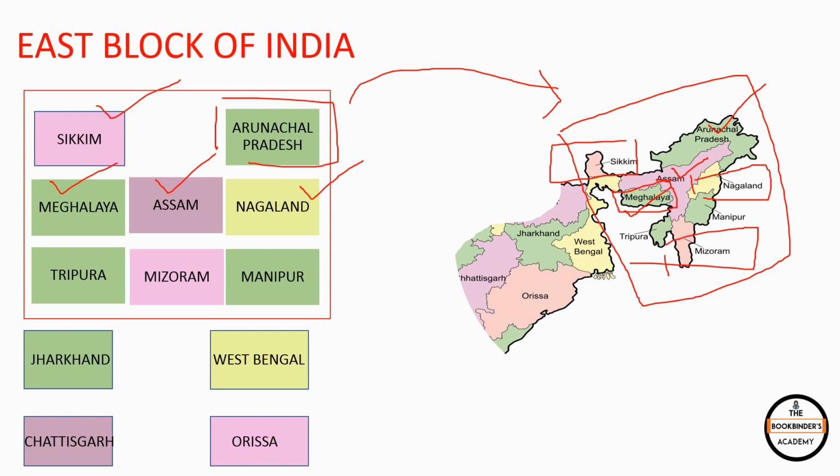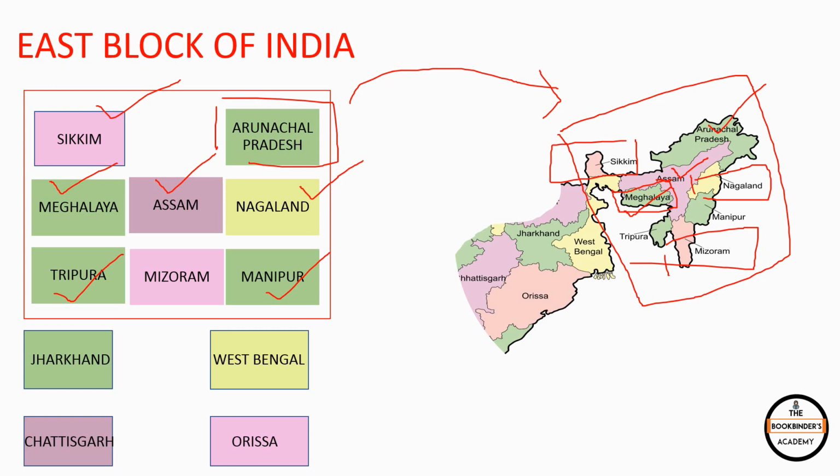And towards the right of Mizoram, we have Manipur. And towards the left, we have Tripura. So I hope you're done with the locations here. It's quite easy. You just have to remember the block formation and apply it directly to the map.